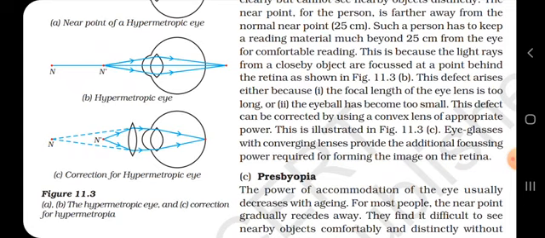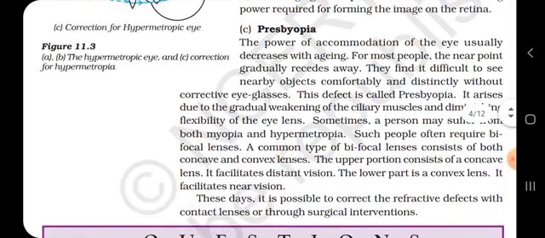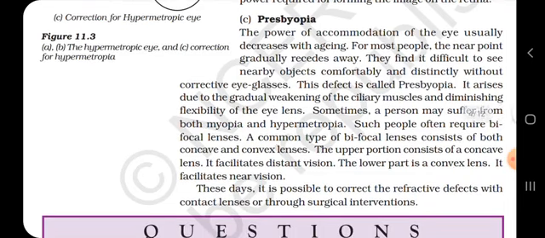And then the third defect was presbyopia. Presbyopia is usually seen in aged people, and it is due to the weakening of the ciliary muscles. As I told you earlier, the ciliary muscles are responsible for the divergence and the convergence of the human eye. But as the age increases, these ciliary muscles get weak, and so they cannot be stretched up to a certain limit, and thus we cannot see the far objects clearly as well as the nearby objects clearly. And for this correction we need a bifocal lens.